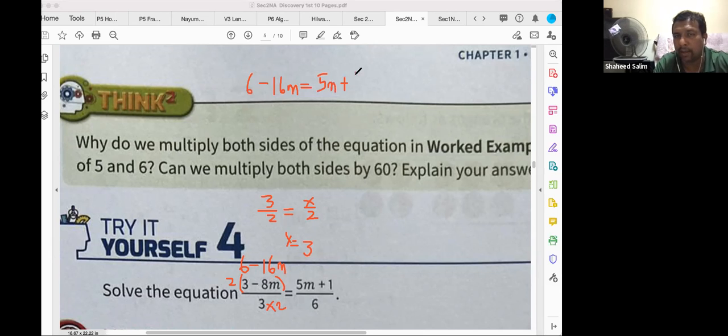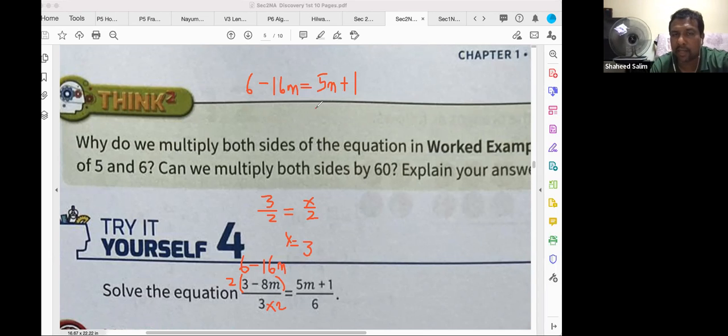Now I drop my denominator. Why do I drop my denominator? I repeat: this is equal to this, so 6 is equal to 6. 6 minus 16m must be equal to 5m plus 1. So I just write 6 minus 16m equals 5m plus 1. If you don't get it, please send me a message. If you don't get it, I'll give you other examples.